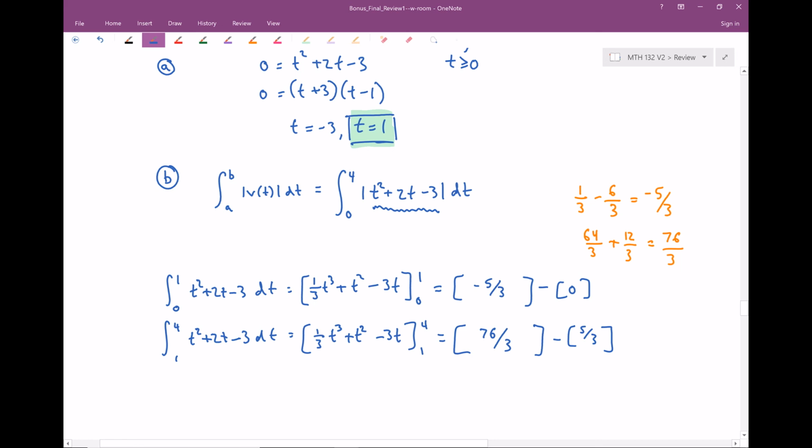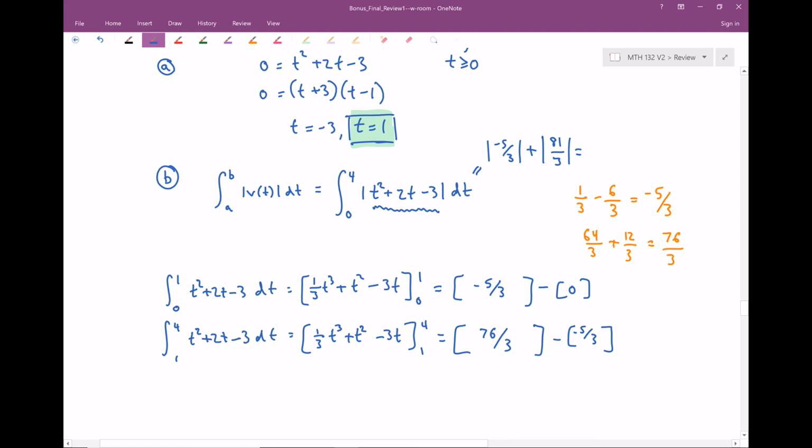Now in order to evaluate this integral, I'm going to make each one of these positive, aka apply the absolute value. So let's do the absolute value of negative 5/3 plus the absolute value of 76 minus 5/3. Oops, I made a mistake here. This should be minus a negative 5/3. So that should really be 76/3 plus 5/3. So that's going to be a total of 81/3 altogether.